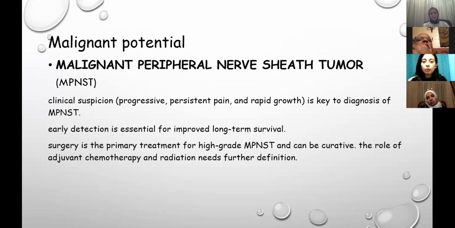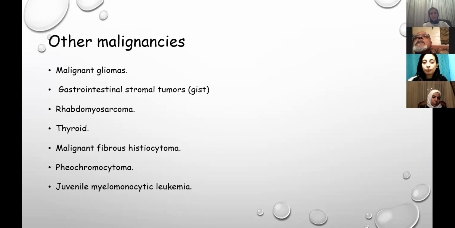What about the malignant potential? This patient may develop a malignant peripheral nerve sheath tumor that grow over the plexiform neurofibroma. We become suspicious if it's progressive or there's a persistent pain, rapid growth, and here the surgery would be the first treatment. Also, these patients have potential for other malignancies. Most important is the malignant glioma.